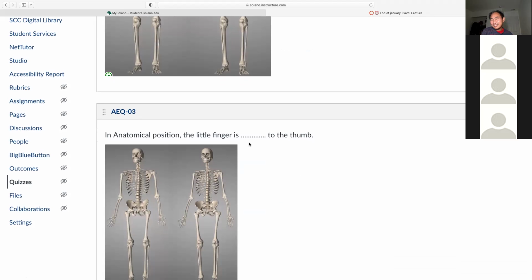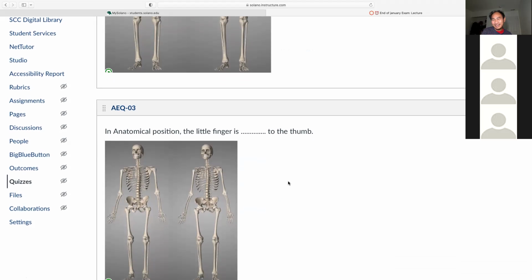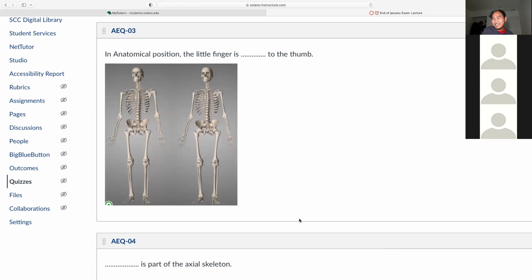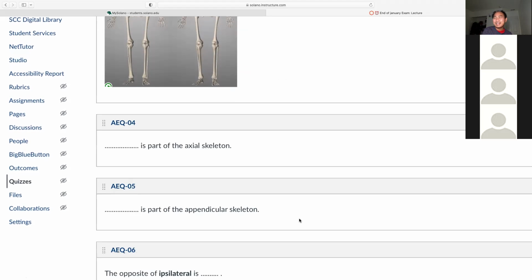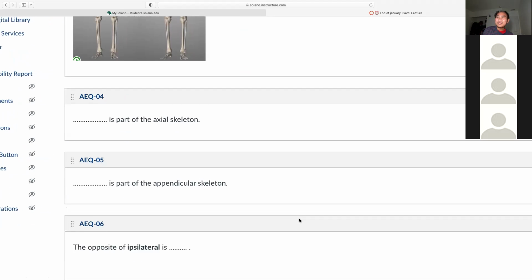Little finger is blank to the thumb. Is it proximal? Little finger here and thumb here. I think it's medial. Medial. I was thinking it was medial too. Medial meaning closer to the center of the body, closer to the midline. Yes.